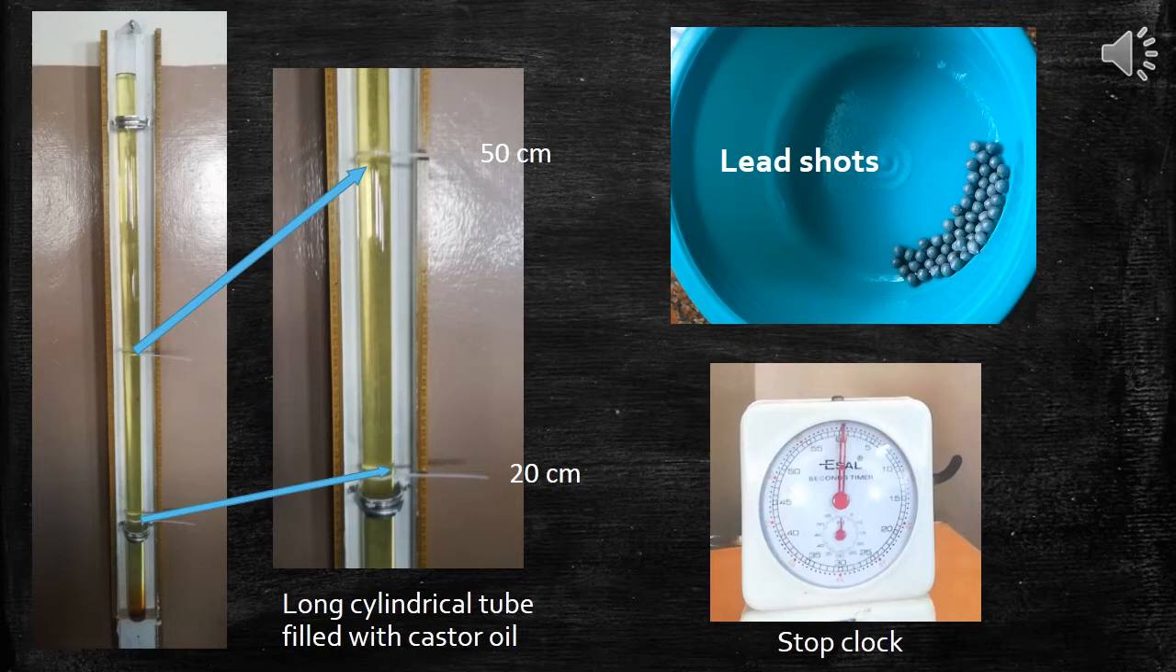Here, with the help of the stop clock, we have to find out the time taken by the lead shot to travel the distance of 30 centimeters. And then, lead shots of similar diameter must be taken to perform this experiment. The stop clock is used to measure the time taken by the lead shot to travel this 30 centimeter gap between 50 centimeter and 20 centimeter.